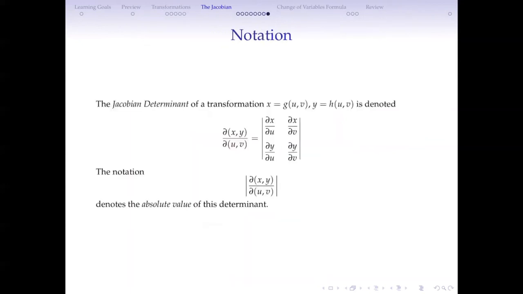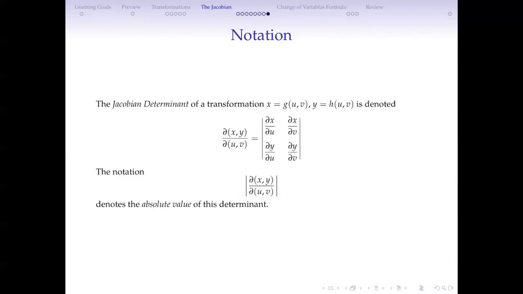Okay, so just to make clear some notation that we're going to use in what follows, when I write this shorthand, what I mean is the determinant of this 2x2 matrix, which could be positive or negative. But when I put absolute value bars around it, that means I'm going to take the absolute value of the determinant, and that's always a positive number.